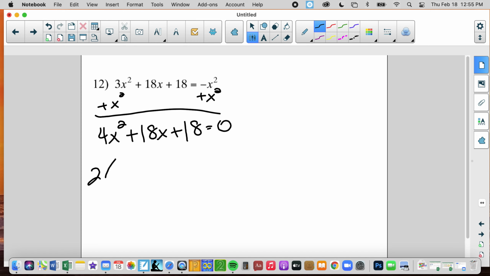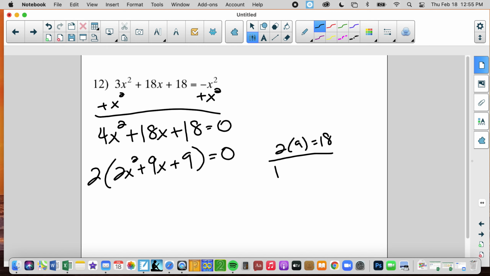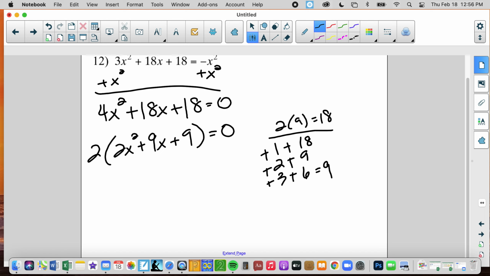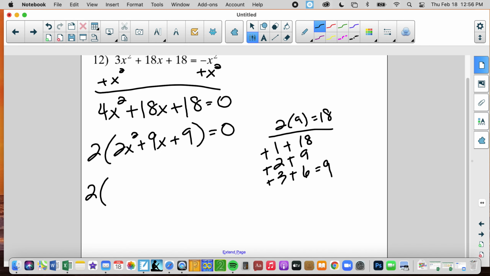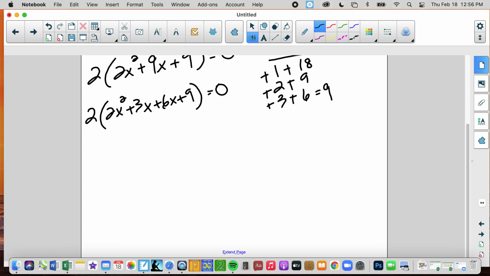Now we can factor out a 2, and you get 2x squared plus 9x plus 9. Oh, we're so close to a binomial square. I was hoping one of these would be a binomial square, but it is not. So 2 times 9 is 18. 1 and 18, 2 and 9, 3 and 6. Signs are the same, both positive. I see that's going to equal my middle. We can jump to that. Don't be afraid to do that. 2x squared plus 3x plus 6x plus 9 equals 0. Group them.